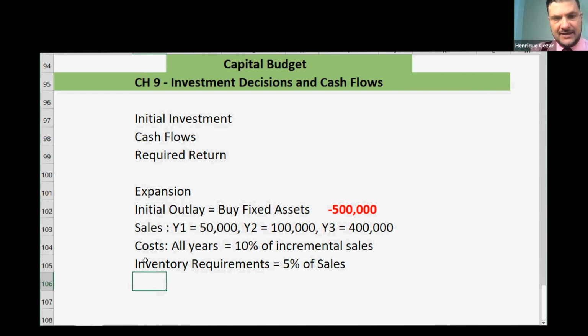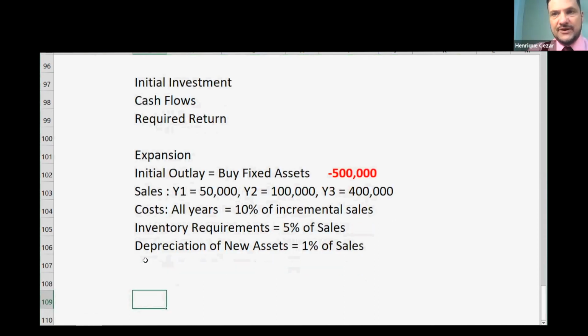All right, and then the inventory requirements. And this information is important to know: the depreciation of new assets is going to be equal, let's say, to 1% of sales. Okay, let's stop here for now, and let's try to digest this problem, and then I'm going to show the template.